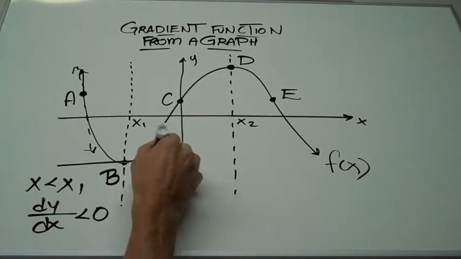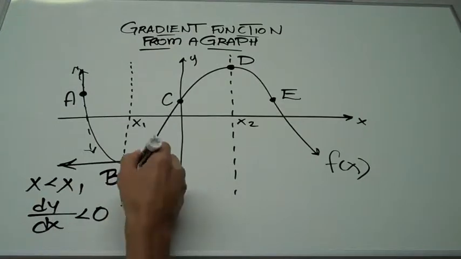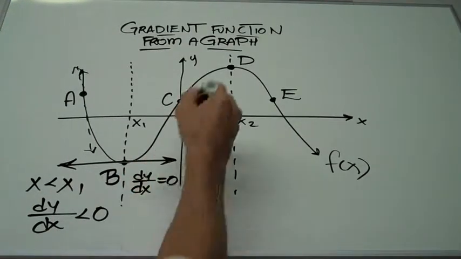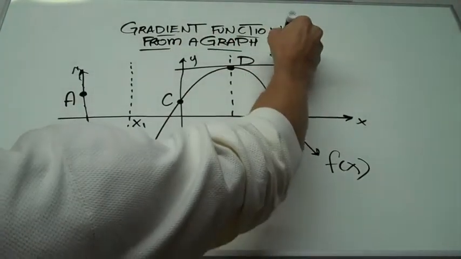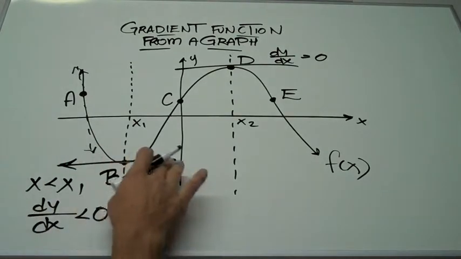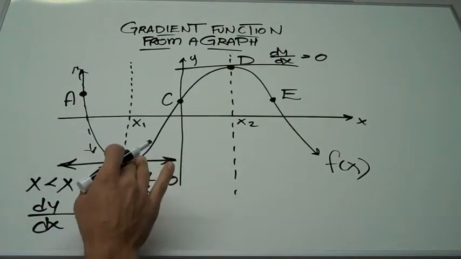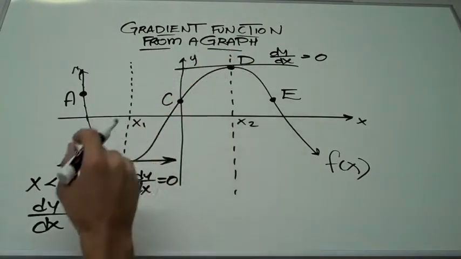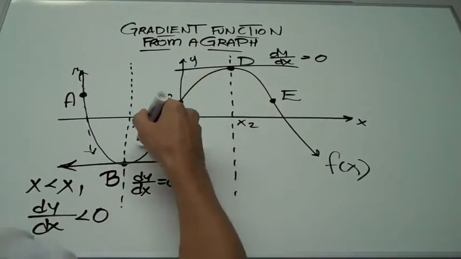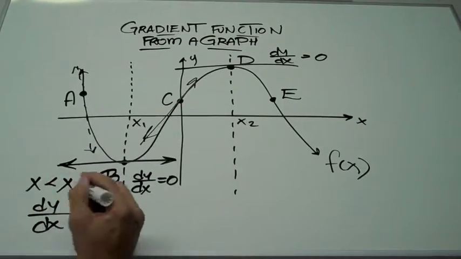At B, we can see a tangent line would be horizontal, so we say dy dx at this point is equal to 0. The same is true at point D. dy dx is equal to 0. These are called stationary points. A stationary point can be a maximum or a minimum or a stationary point of inflection, which we'll talk about later. At point C, we've got a positive derivative.